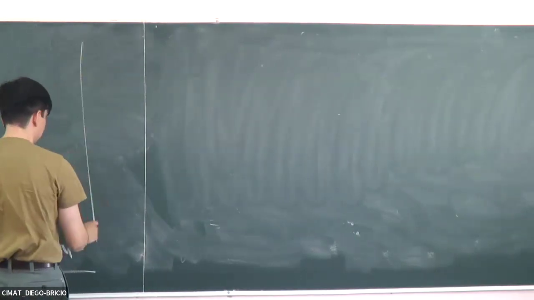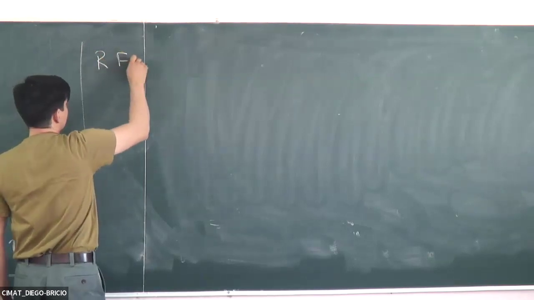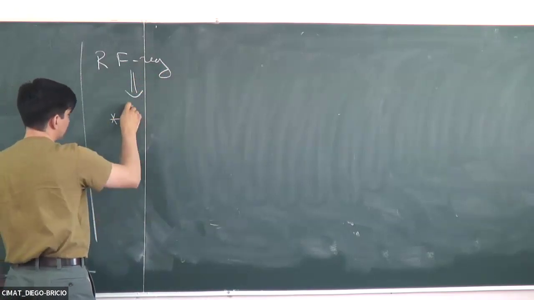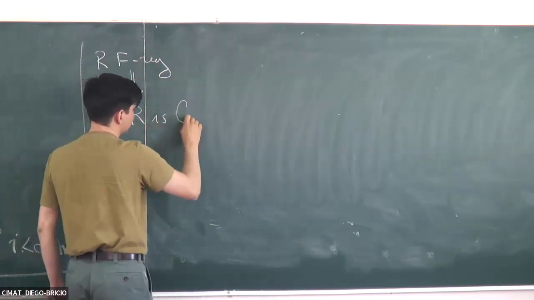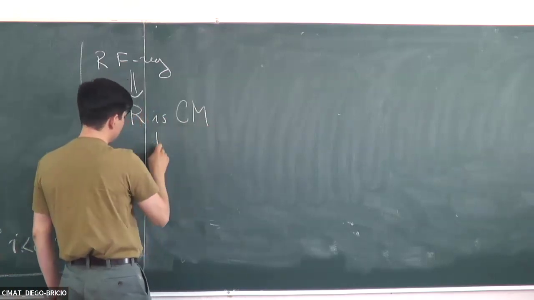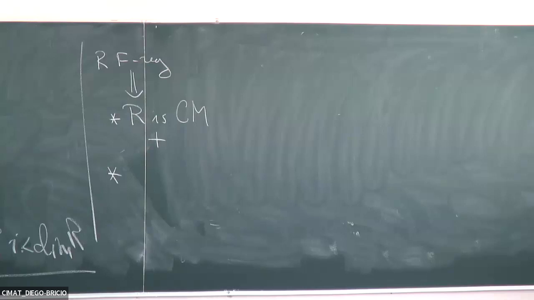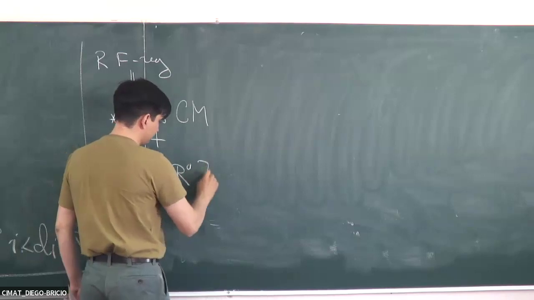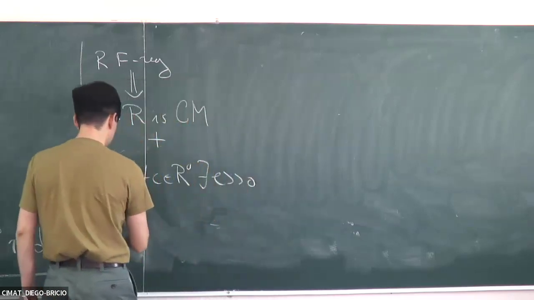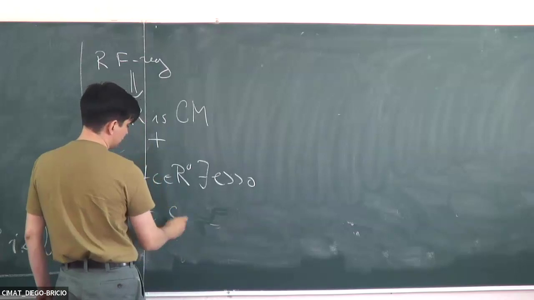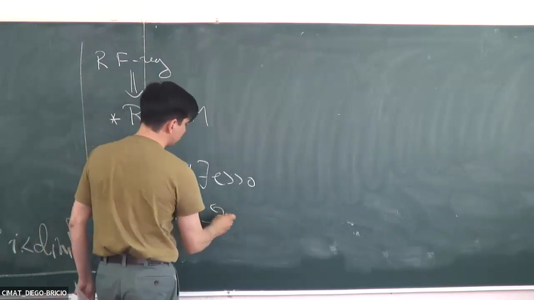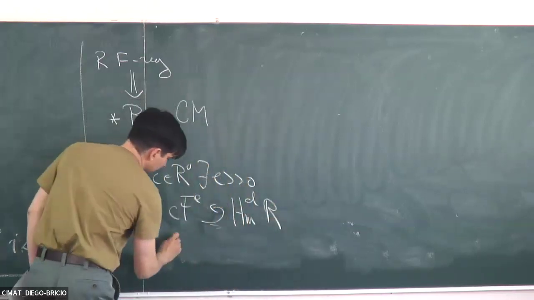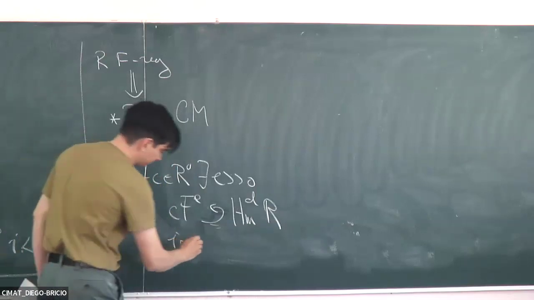But here you see that R regular implies two things, right? First of all, R is Cohen-Macaulay, but also you have this condition here that for all c in R circle there exists e sufficiently large such that the action of this operator on the top local cohomology is split and so injective.